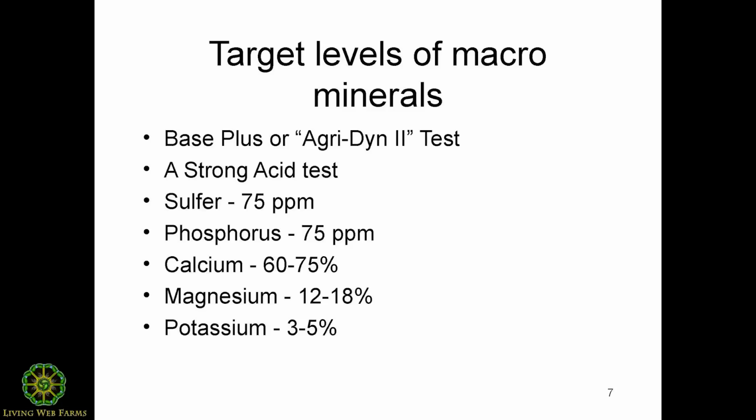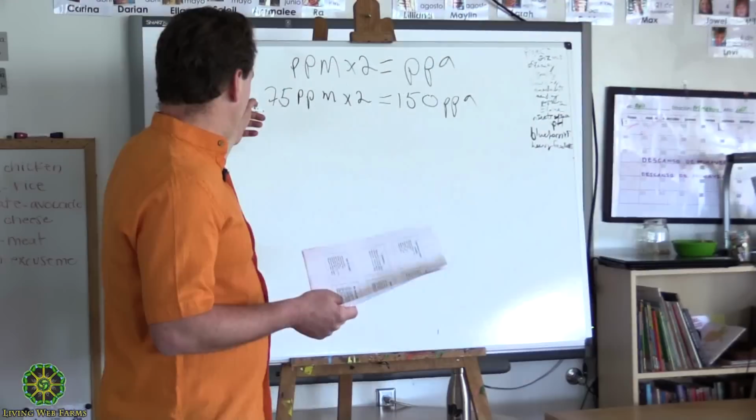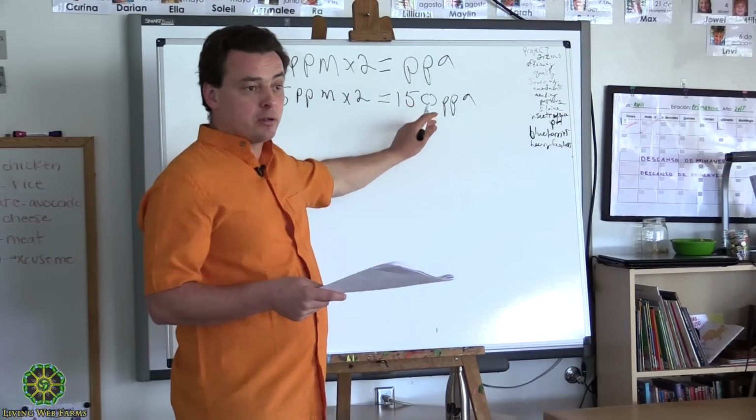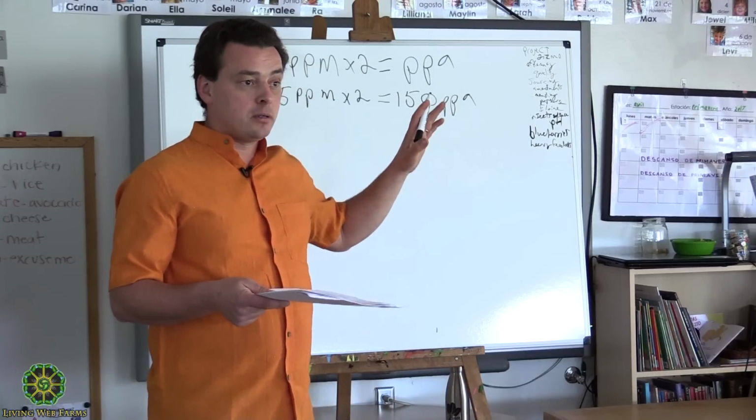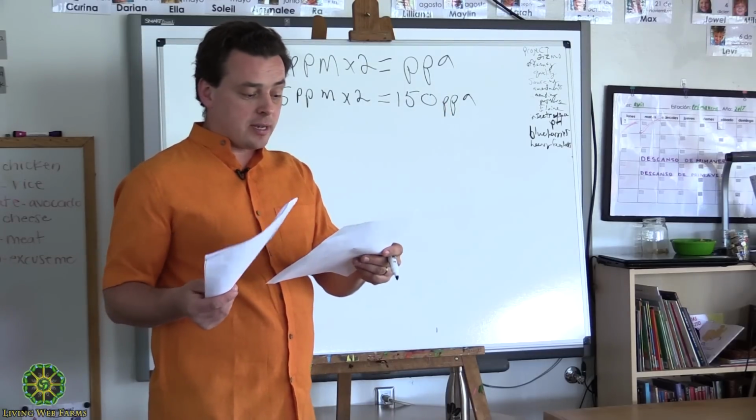The target level of sulfur is 75 parts per million times 2 equals 150 pounds per acre. Nothing too complicated yet. The soil report in his old garden says he has how much sulfur?